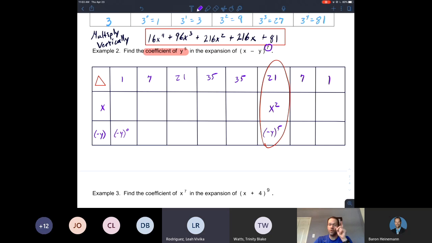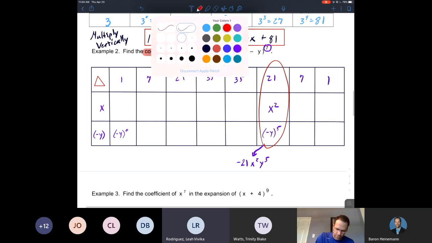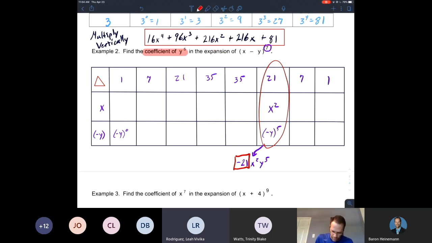21. Close. Try again. What's happening here? Correct. Is it negative 21? Negative, right? Because this is negative 1 to the 5th, and so it's going to leave a negative on this term. This term turns into negative 21 x squared y to the 5th. And so what they want is negative 21. Only the coefficient, not the whole term.